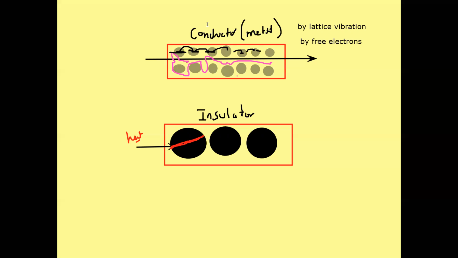So examples of insulators are plastic and rubber. They are solid, so they have a regular arrangement of particles, but because of the large-sized particles or molecules, when we supply heat energy, that heat energy is not sufficient to cause the vibration of the particles easily. So heat is not transferred from one place to another.